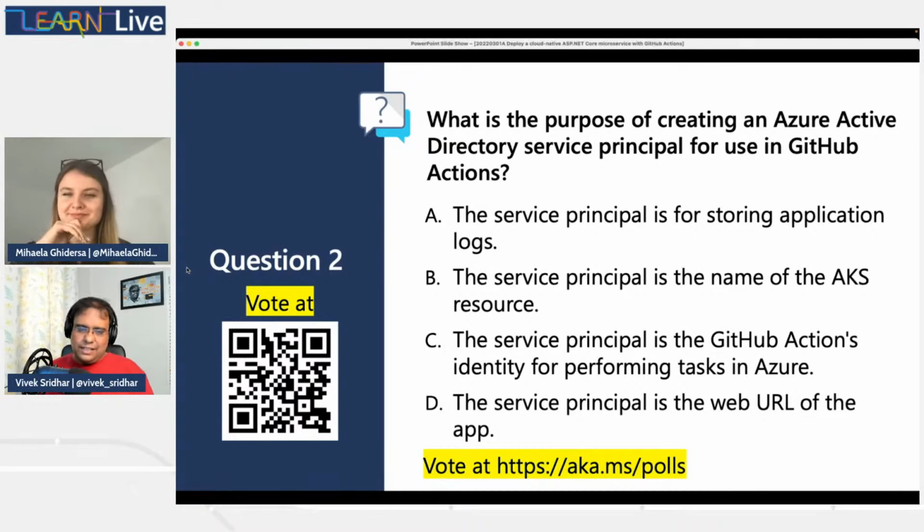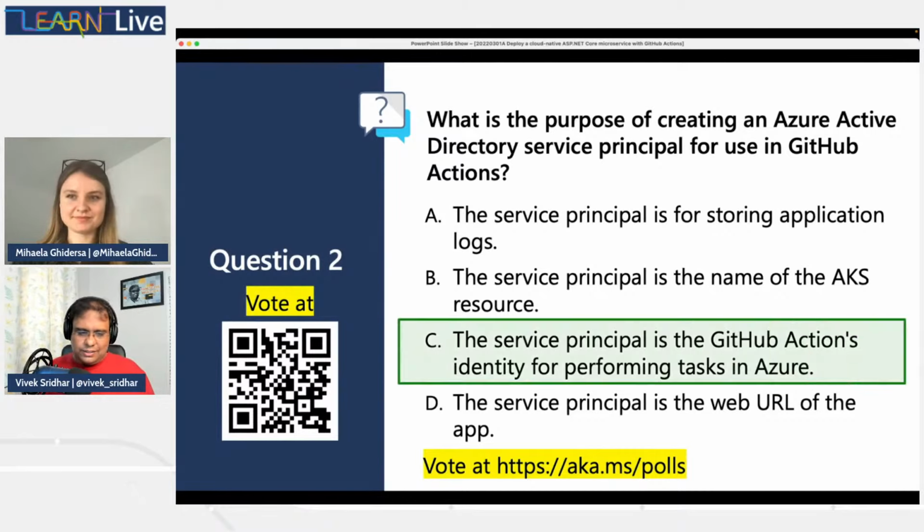Yes, and the reason is because we are trying to connect to Azure. So basically, the question is why we are creating the Azure Active Directory Service principal. It is because we want GitHub to connect to Azure from an identity perspective. So that's the right answer.